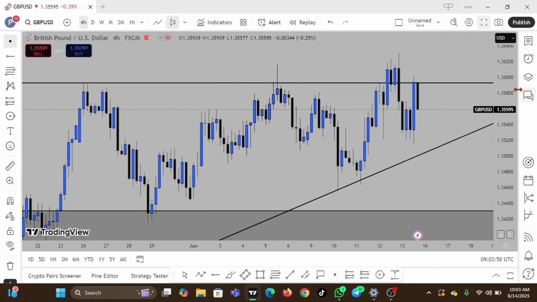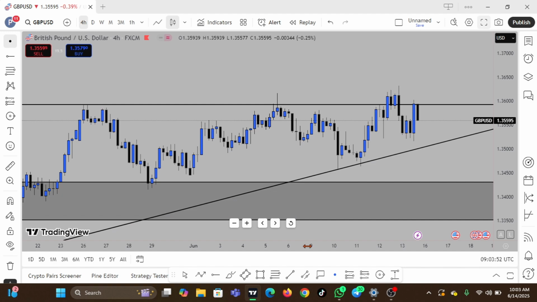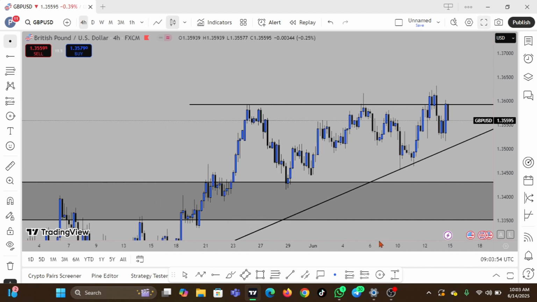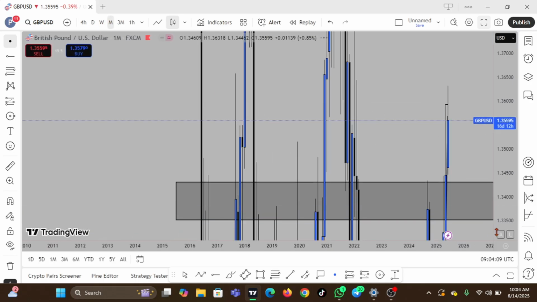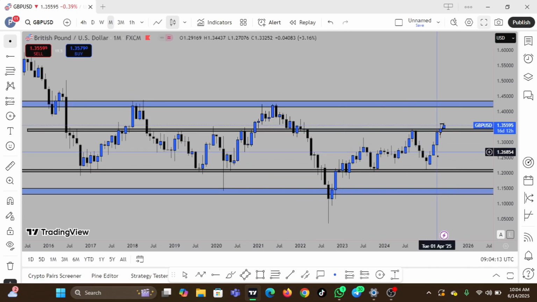Next is GBP USD. GBP USD has been ranging for quite a while, which I did not get any trade opportunity. But now with what I'm currently looking at, we may see GBP USD trending in the week to come. So let's start from the monthly charts. On the monthly chart, we also have a strong bullish movement. You can see how strong the buyers are pulling this market up.